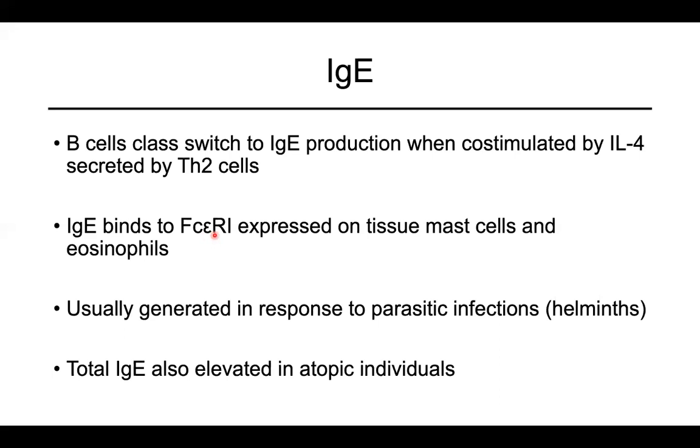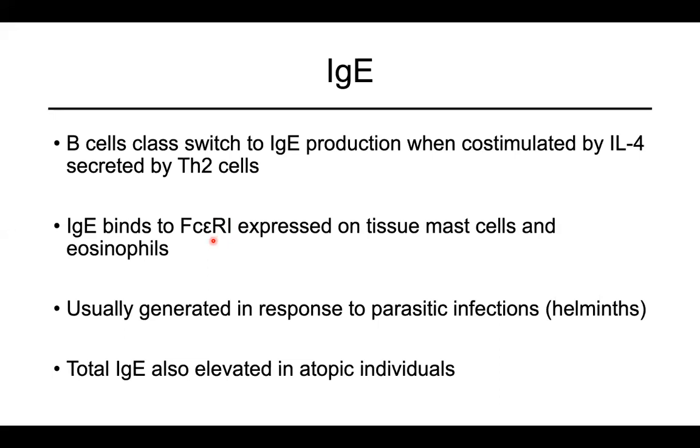So the Fc epsilon receptor, there are two types: the Fc epsilon receptor 1 and the Fc epsilon receptor 2. The epsilon receptor 2 is more involved in regulation, so it would downregulate these hypersensitivity responses if IgE binds to it. In a type 1 hypersensitivity response, IgE binds to the Fc epsilon receptor 1. That is the one it has high affinity for, so it's called the high affinity receptor. Receptor 2 is the low affinity one.